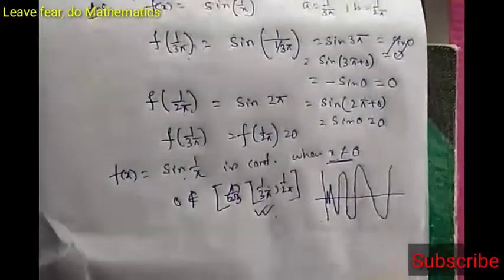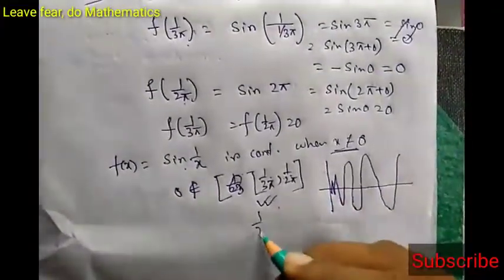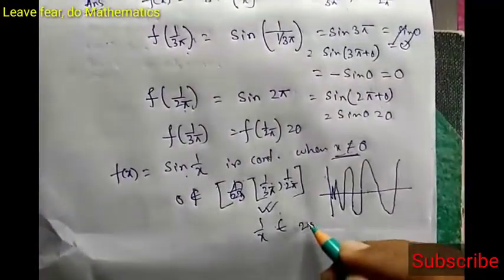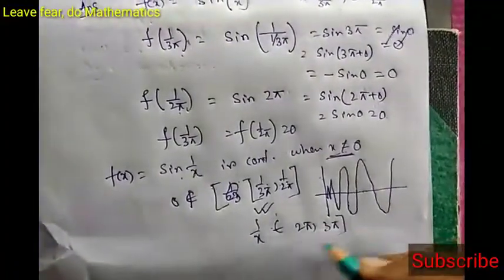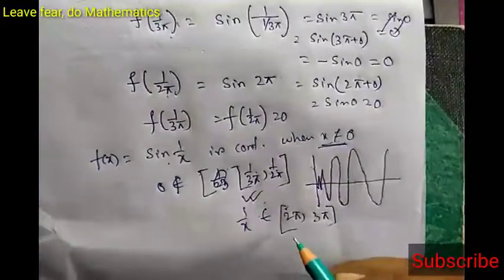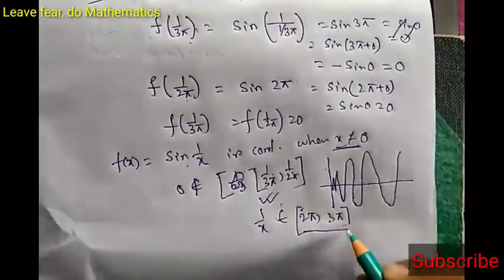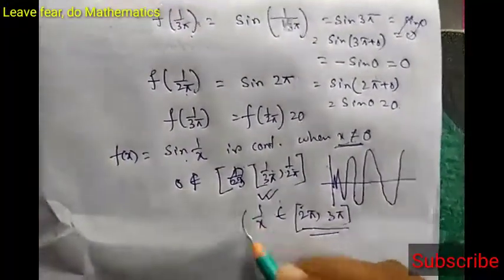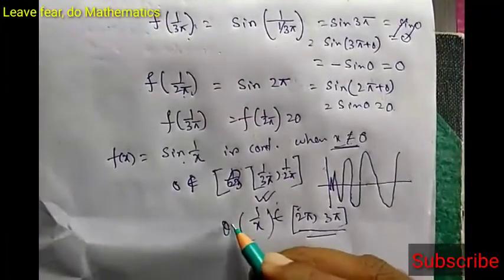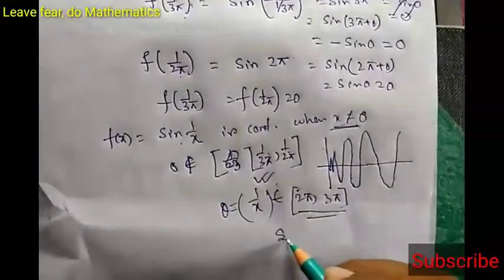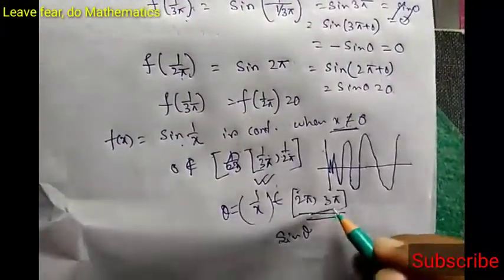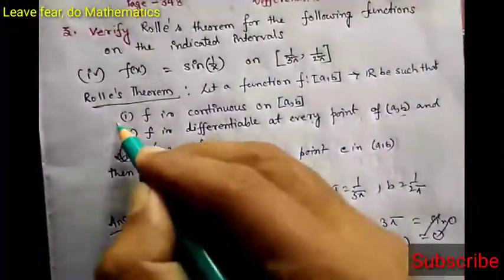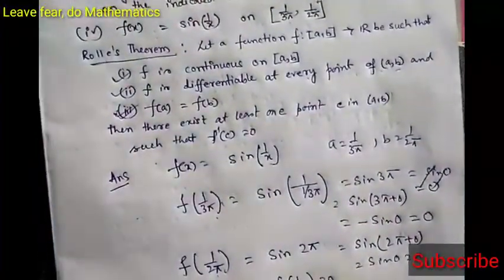When x belongs to this interval, then 1 over x belongs to the interval 2 pi, 3 pi. You can think of it like this also: 0 does not belong to the 2 pi, 3 pi interval. So for sine 1 over x, you can consider theta equals 1 over x. Then sine theta, when theta is in this interval, is always continuous and differentiable. So this also satisfies these two conditions, so it satisfies all the conditions of Rolle's theorem.